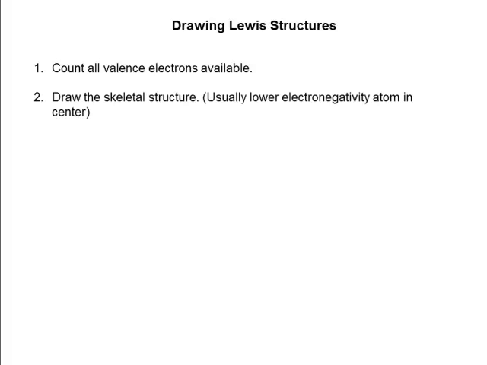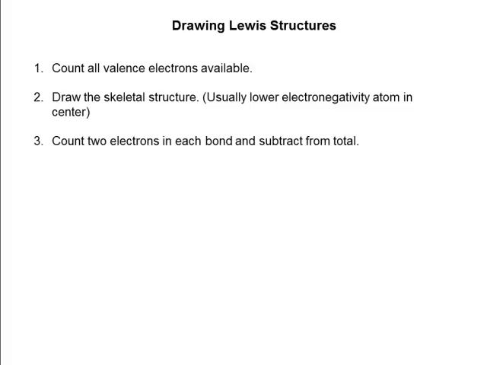Then you're going to draw the skeletal structure. So I'm going to show you what that is in an example here. That's usually going to involve the lower electronegativity atom being in the center, but that's not always the case. If you're dealing with oxygen, a lot of times that's going to be an external atom. Or if you have hydrogens, those are going to be external atoms. Okay, but in general, that lower electronegativity is a good way to predict what the central atom is going to be.